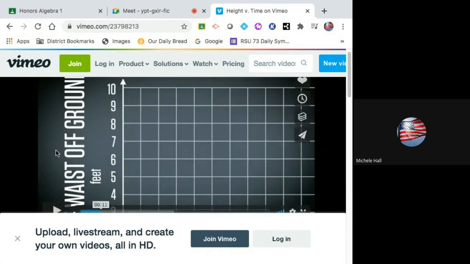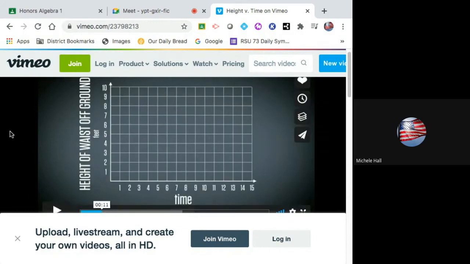And they've labeled it up to 10. And then the x-axis is time, and they've labeled that up to 15. So you've got the x-axis labeled out to 15. You've got the y-axis labeled to 10.